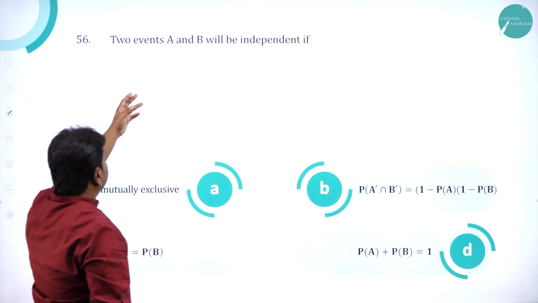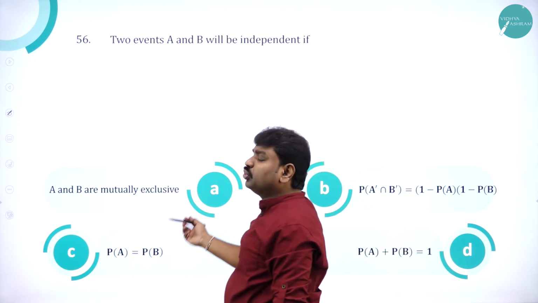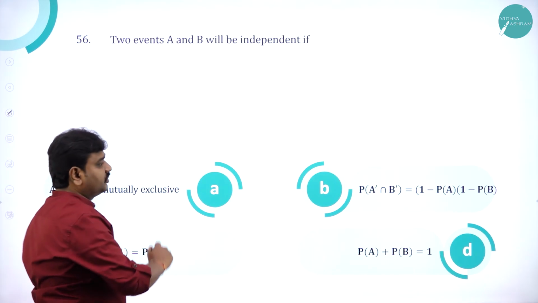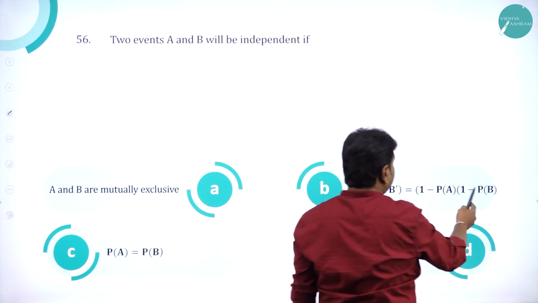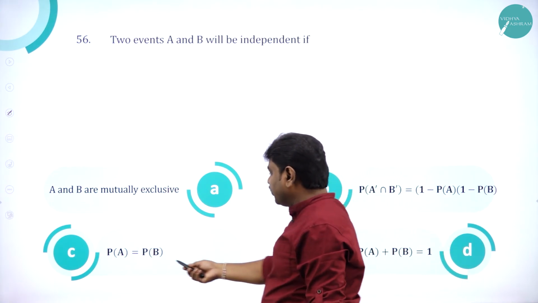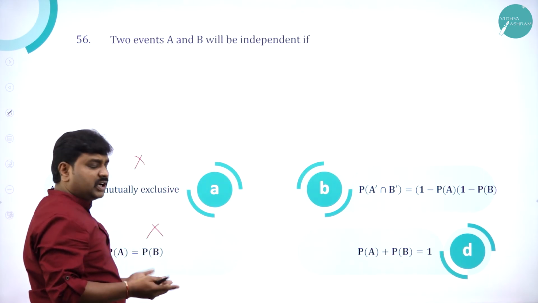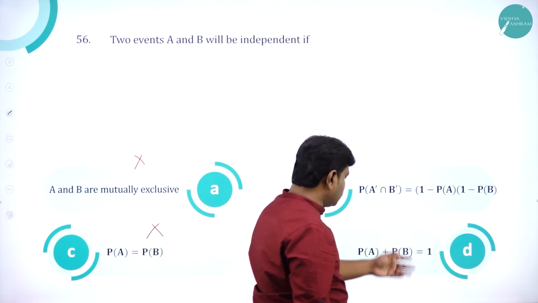Two events A and B will be independent. They will be independent if A and B are mutually exclusive? Mutually exclusive means what? Intersection is 0. Not necessarily. And P of A dash intersection B dash is 1 minus P of A into 1 minus P of B, they told. And P of A equal to P of B. This is not possible. This is not necessarily. Independent events does not necessarily mean their probability should be the same. P of A plus P of B is 1. This is also not possible.